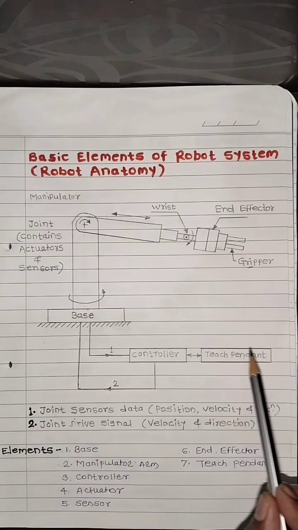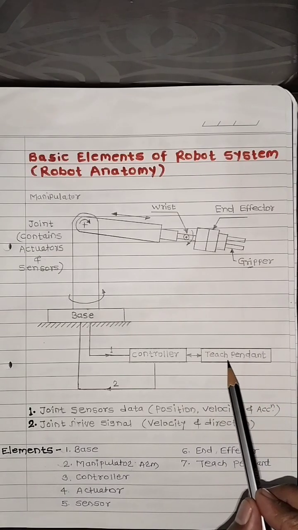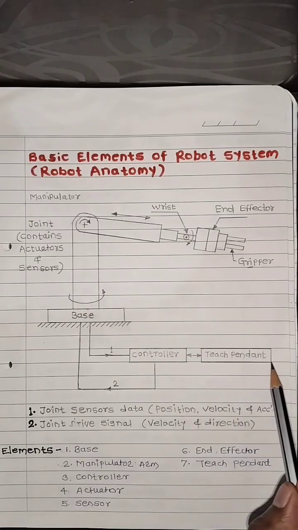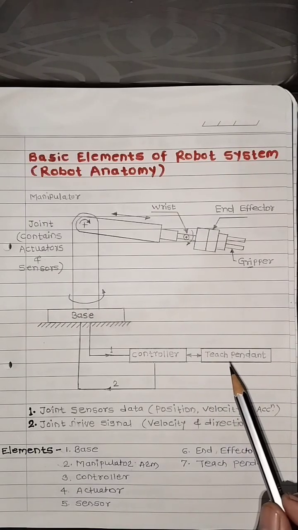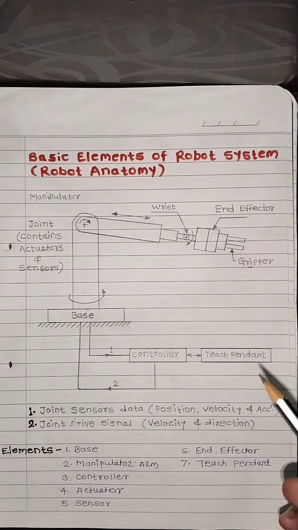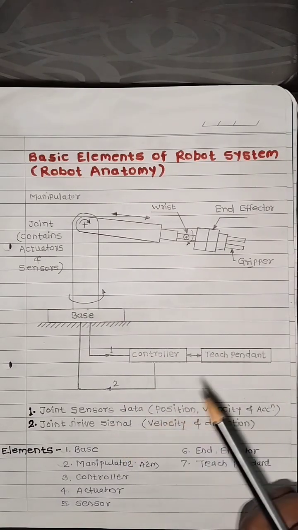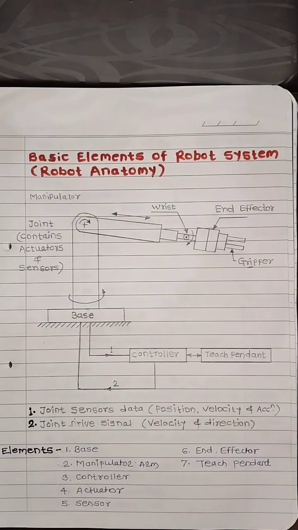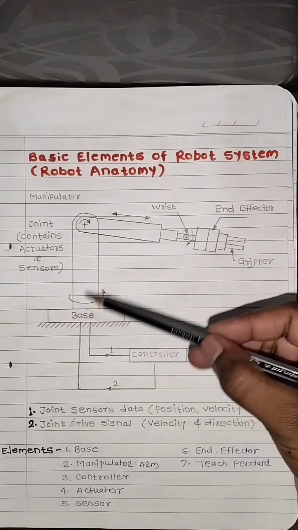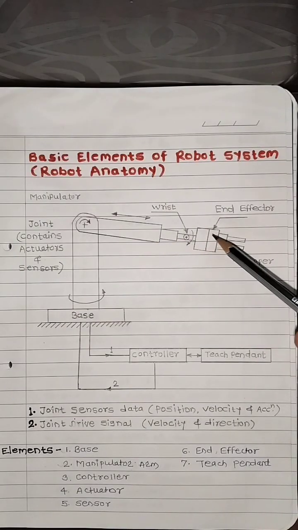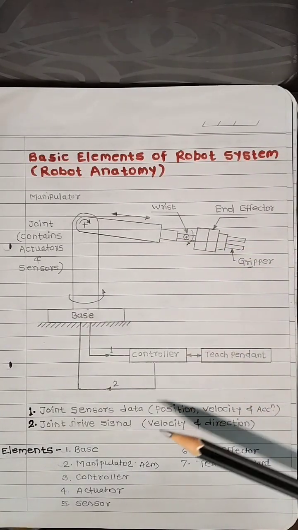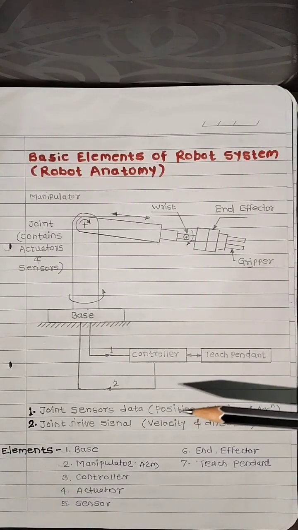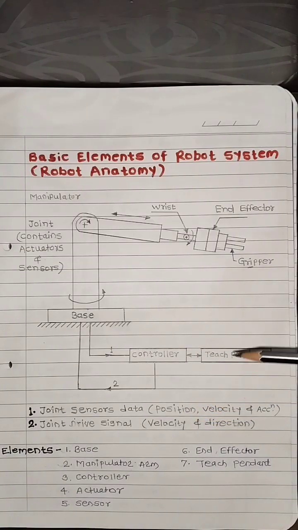The last part of the elements of robotic system is the teach pendant, or teaching pendant. Teaching pendant itself indicates it is a handheld box, which we can hold in our hand, that allows control of each manipulator joint or each Cartesian degree of freedom. Each manipulator joint means this is one joint, this is second joint, third, fourth, fifth, sixth. If a robot has 6 degrees of freedom or 6 joints, all the joints can be independently or simultaneously controlled by using this teaching pendant.